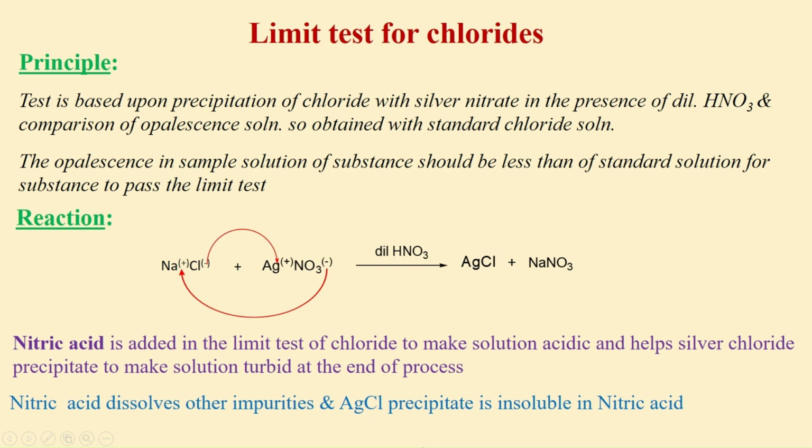Like sodium chloride, the sample can contain sodium bromide also. Then silver nitrate reacts with sodium bromide and gives silver bromide. And that also can get precipitated. That should not occur. That's why we use this nitric acid, so that it precipitates silver chloride only.